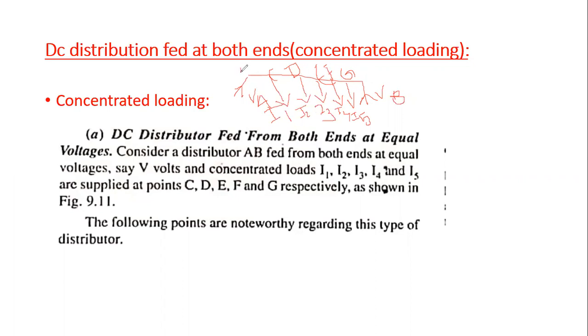And these are the sending end points, that is A and B. These are the feeding points A and B. The loading points are C, D, E, F, G, and the loading currents I1, I2, I3, I4 and I5 are supplied at points C, D, E, F, G respectively, as shown in the figure. The following points are noted. This is the concentrated loading.